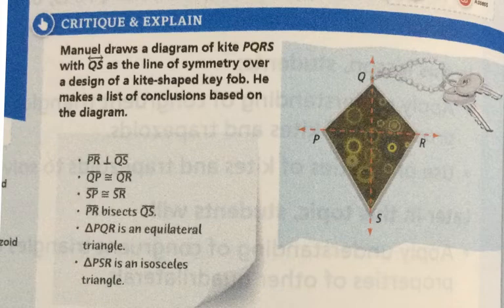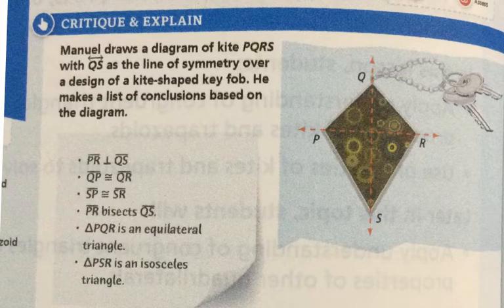And the next one says that PR, that's this line here, says that PR bisects QS. So do you think that this line, PR, cuts QS into two equal pieces? Could be the other way around, but the statement they said is that PR bisects QS. And so just by looking, I'm going to say no. That's probably not correct.